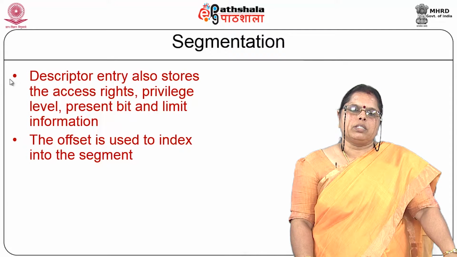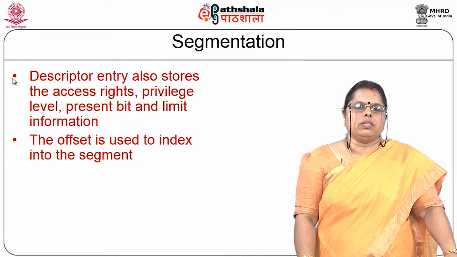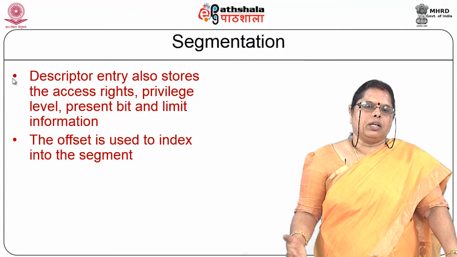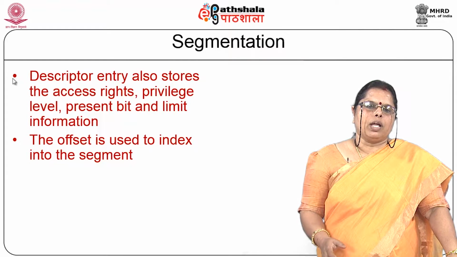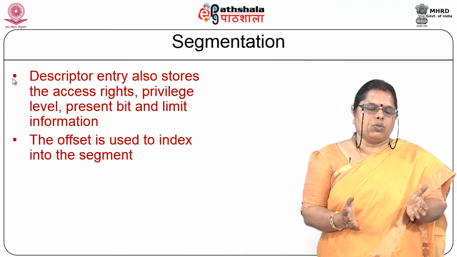The limit information is something which we did not discuss with respect to paging, because when you look at pages, they are pages of equal size, so you can't talk about anything variable there. Whereas, when you are looking at segments, the maximum size of a segment is fixed because of the offset field.